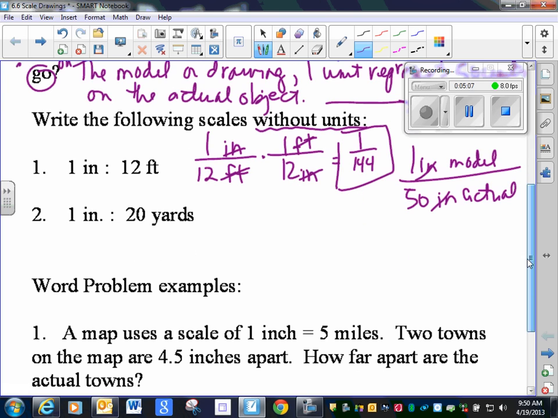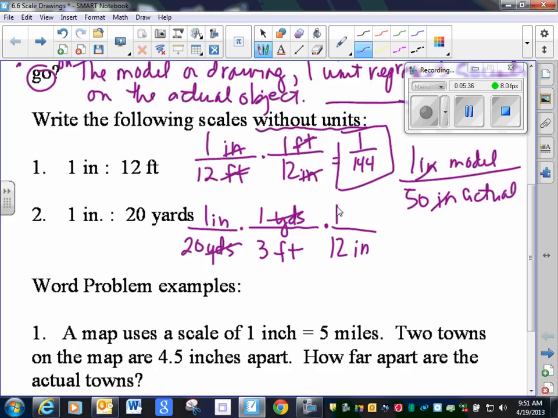Let's do inches to yards. We'll have to do a double conversion here. 1 inch to 20 yards. Start with what you know. Let's do a multiplication. Let's get rid of our yards first. So 1 yard is 3 feet. So the yards cancel. And now let's get rid of the inches and the feet all together. So we have 12 inches in 1 foot. So we can cancel out the inches, top and bottom, cancel out the feet, top and bottom. The yards are already gone.